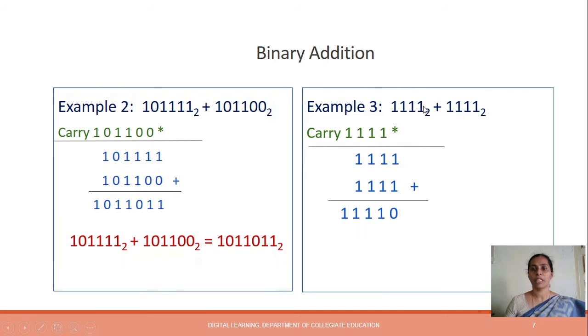Here this is a nibble. Nibble means having 4 bits. This is also another nibble with all the bits as 1s.